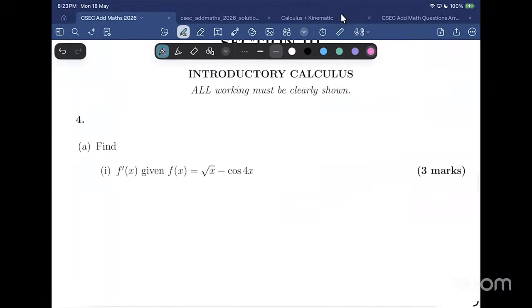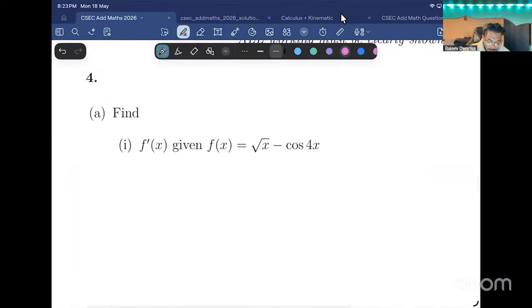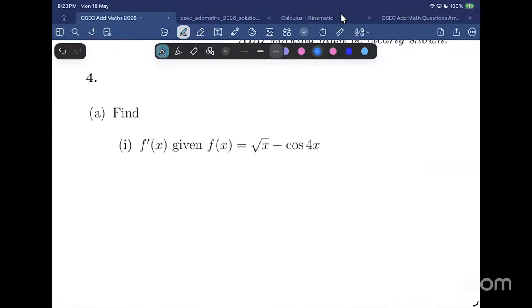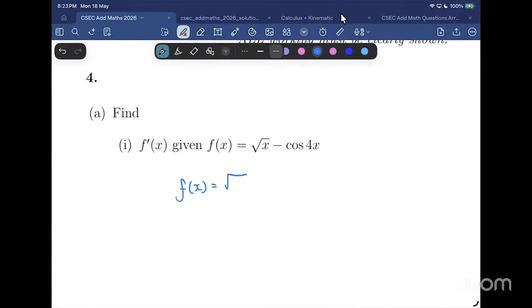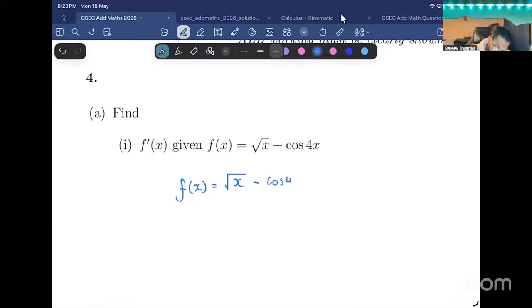Right? Okay, introductory calculus. They want me to find the first derivative. F prime x means the first derivative. Given that f of x is equal to the square root of x minus cosine 4x.